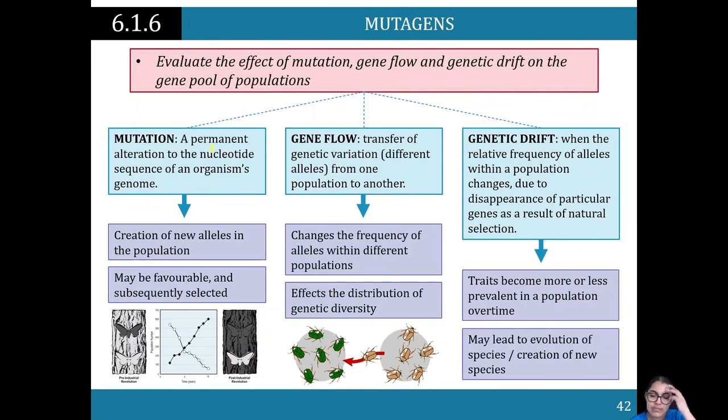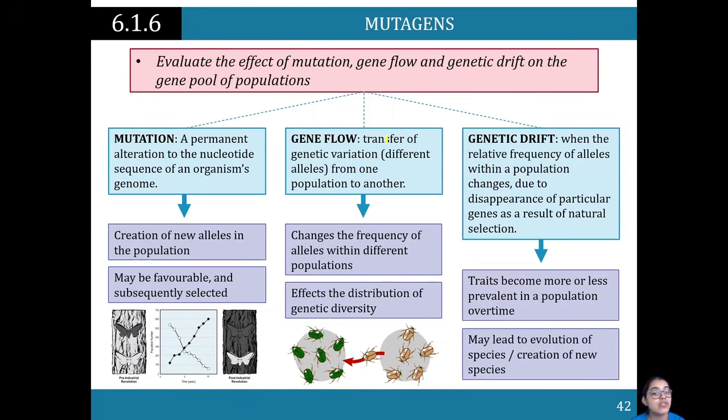So a mutation, remember, is a permanent alteration to the nucleotide sequence of an organism's genome. It leads to the creation of new alleles. It may be favorable and subsequently selected. Gene flow is the transfer of genetic variation from one population to another, leads to changes in the frequency of alleles, and it can affect the distribution of genetic diversity.